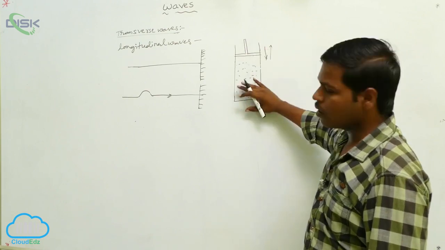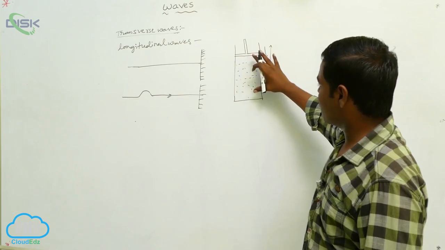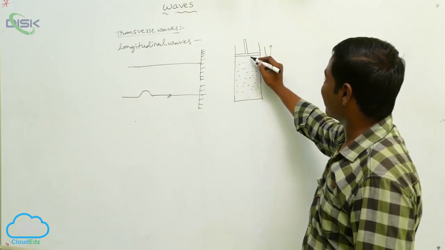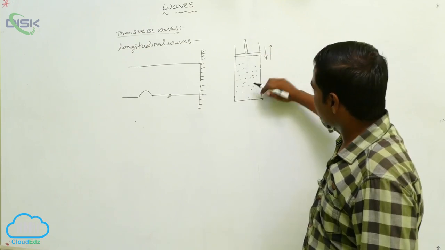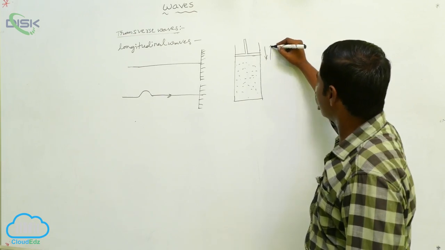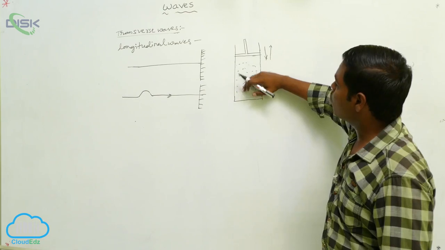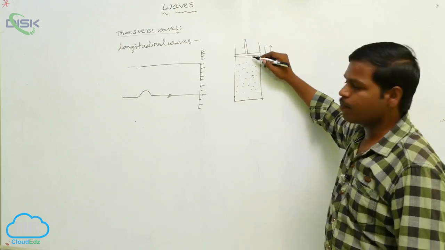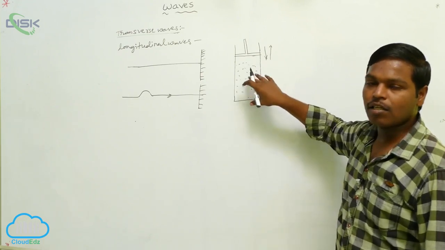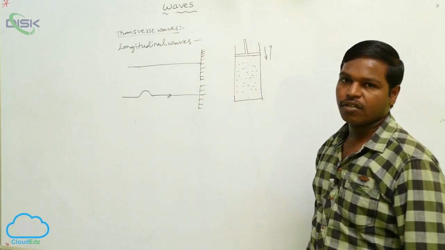When we press this piston, the particles of the medium move in the same direction as the piston is moving. And if we release the piston, that is, if the piston is moving in the upward direction, the particles of the medium again move along the direction of the piston. That means the particles move along the same direction. This is called a longitudinal wave.